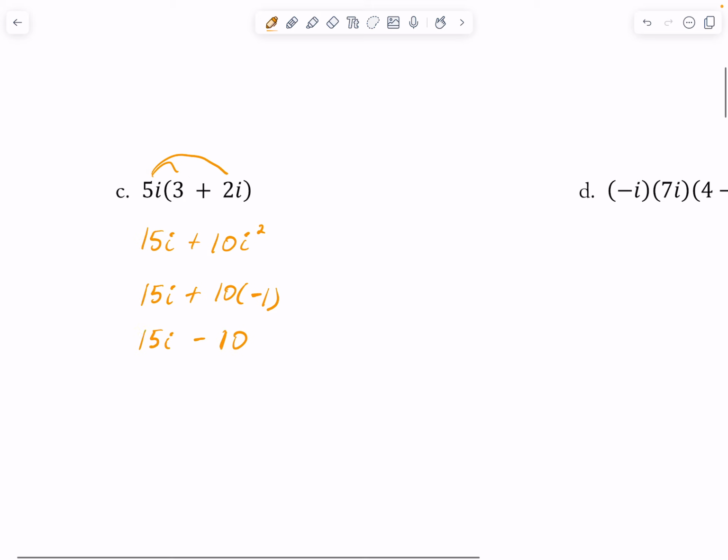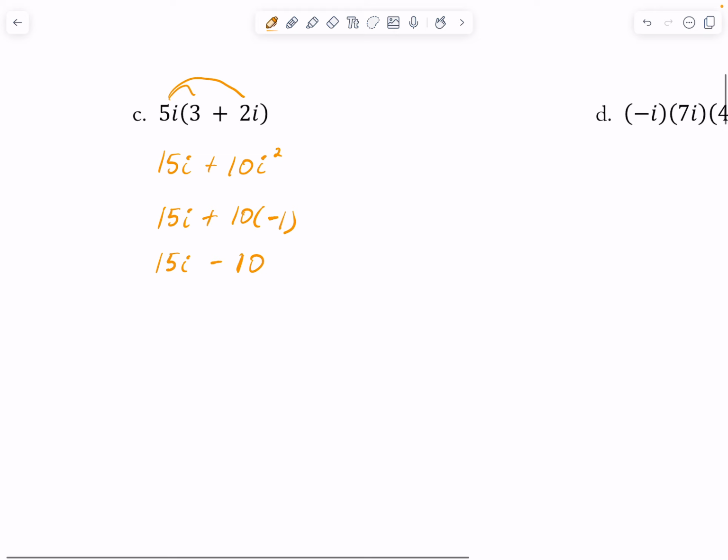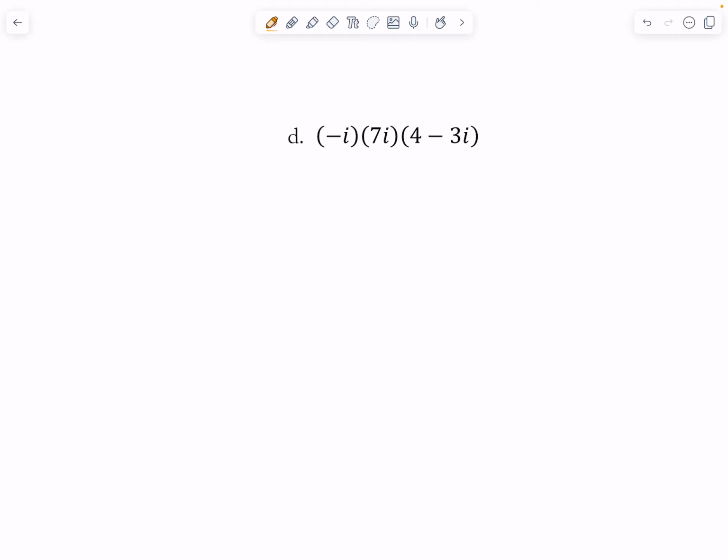And I want you to always think about how you write this. We're going to write this in the form of the real number and then the imaginary piece. Complex numbers are real and then imaginary. So to finish this, we're going to write -10 plus 15i. All right, so get in the habit of always putting the real component first. One more, and then we'll get to division.